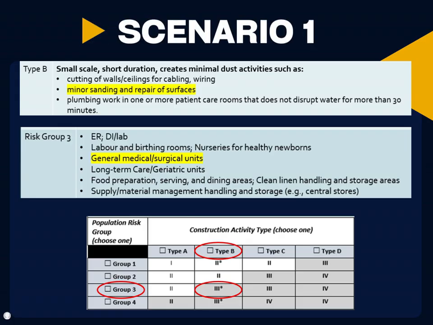Based on the risk assessment, this project involves sanding a small section of wall for repairs. This activity falls under Type B construction classification. According to the risk assessment, a general surgical unit is classified as Population Risk Group 3, which represents a medium to high risk category. The population risk group is classified as 3, and the risk assessment for the project is identified as Type B. Based on these factors, the overall project level is determined to be 3. Hoarding with negative pressure will be required.